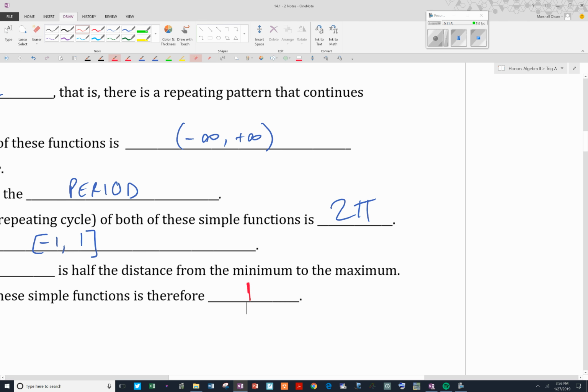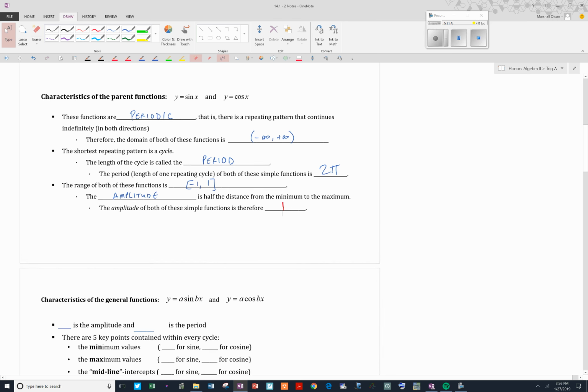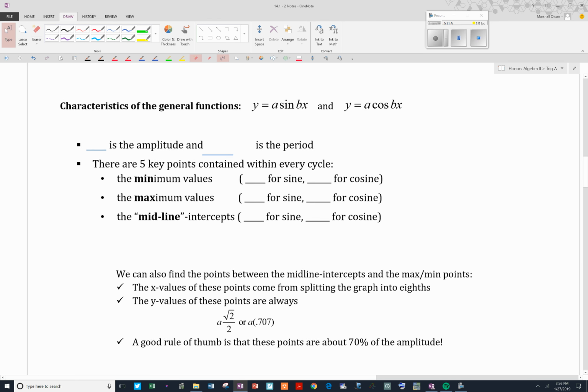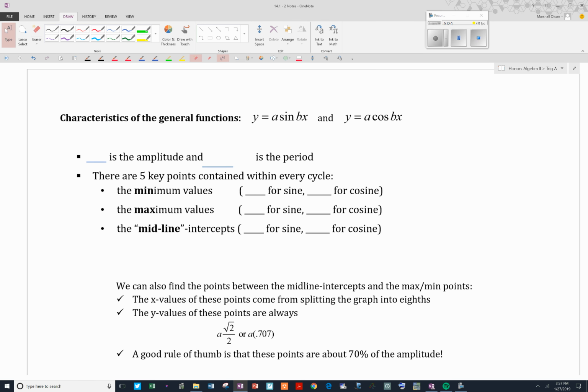All right, let's take a look at a few more important ideas when we start changing the values. We just did y equals sine of x and y equals cosine of x. Now we're going to have a vertical stretch, and that's the a value. That a value is going to affect the amplitude. The amplitude is always going to be the absolute value of a. The period is going to be given to us by the b value. We find it by taking 2π over the absolute value of b. That'll give us the period.